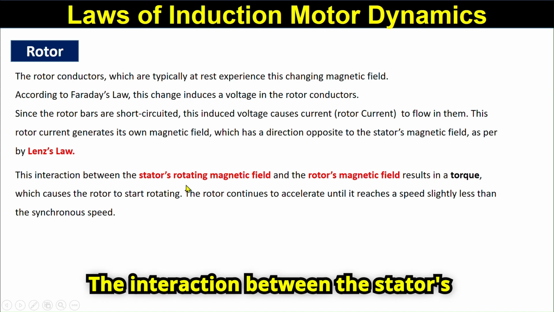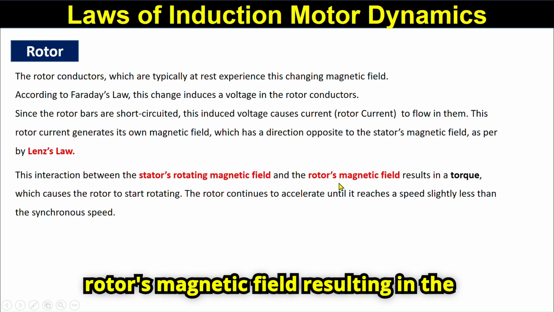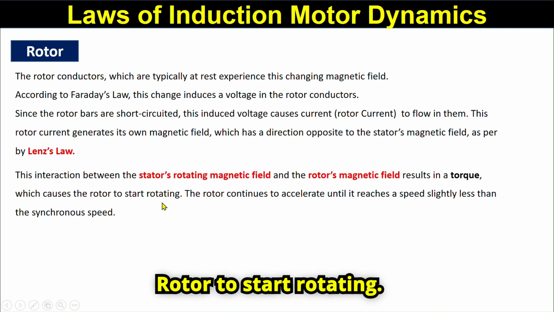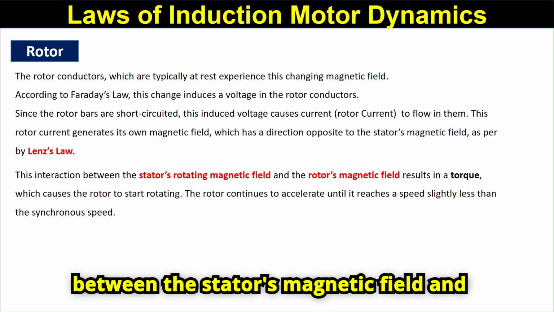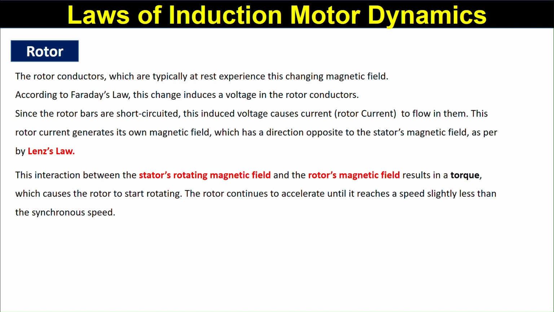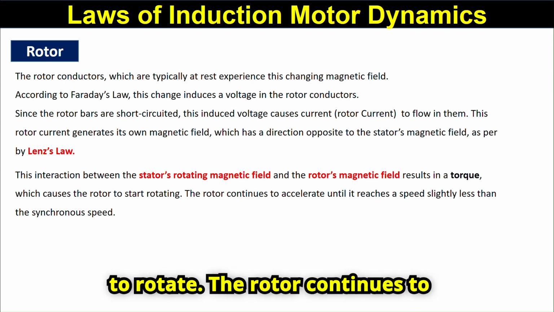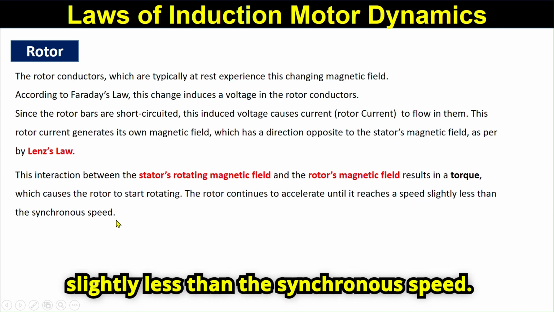The interaction between the stator's rotating magnetic field and the rotor's magnetic field results in torque, which causes the rotor to start rotating. So the relative motion between the stator's magnetic field and the rotor's magnetic field causes the production of torque. When the torque is produced, the rotor starts to rotate. The rotor continues to accelerate till it reaches a speed slightly less than the synchronous speed.